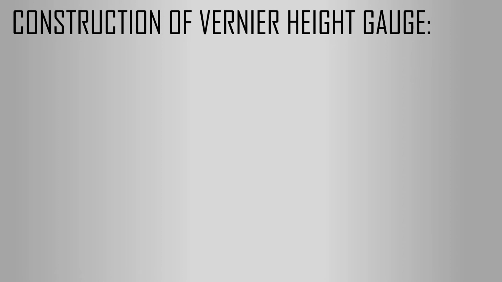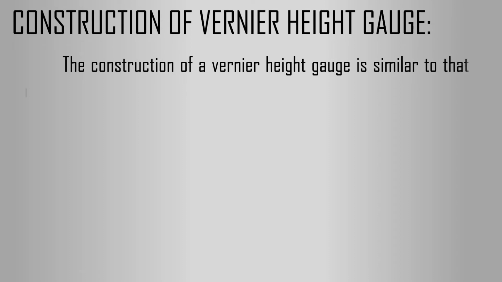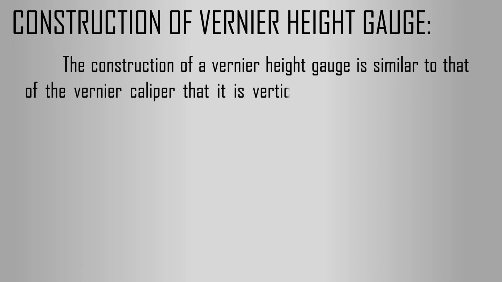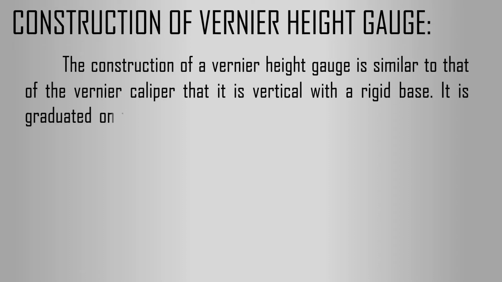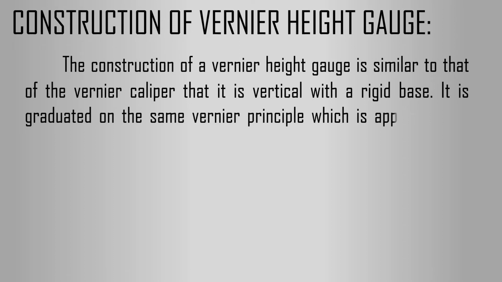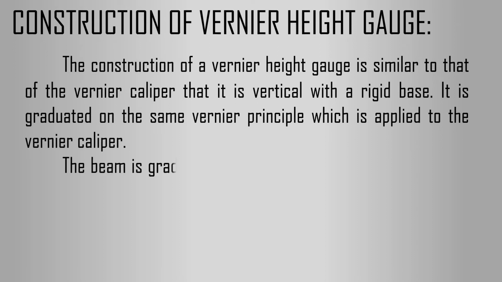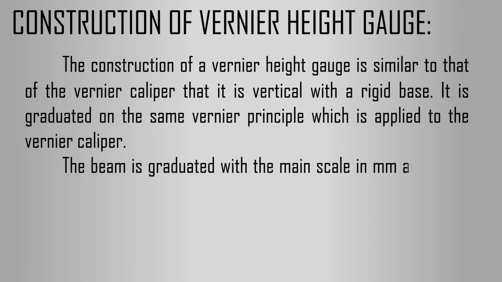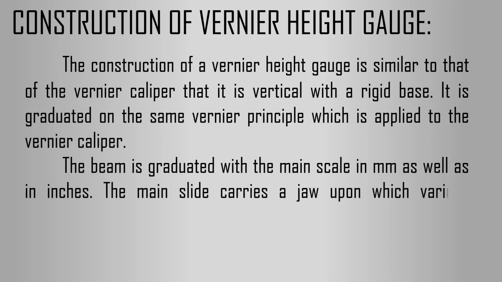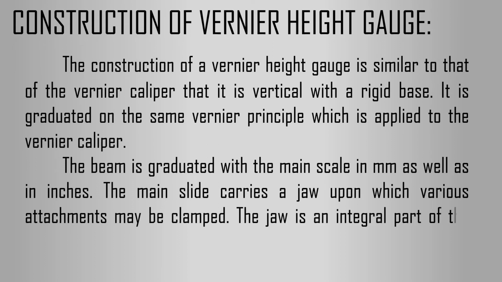Now see the construction of vernier height gauge. The construction of a vernier height gauge is similar to that of the vernier caliper, except that it is vertical with a rigid base. It is graduated on the same vernier principle which is applied to the vernier caliper. The beam is graduated with the main scale in mm, as well as in inches. The main slide carries a jaw upon which various attachments may be clamped. The jaw is an integral part of the main slide.